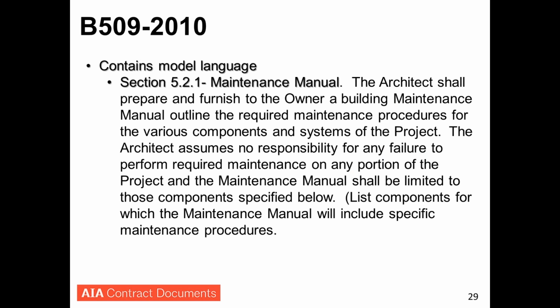I said I'd talk about maintenance manuals. We think this is probably the most important thing you can do, is to include language in your contract, either providing an obligation for the architect to provide a building maintenance manual or obligating the owner to do the same. And then that maintenance manual is turned over to the homeowners association.